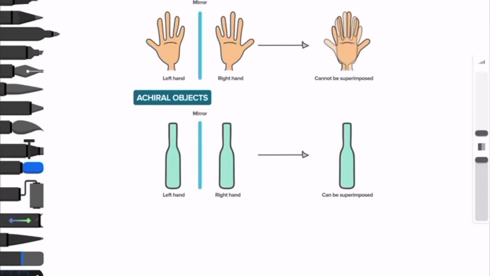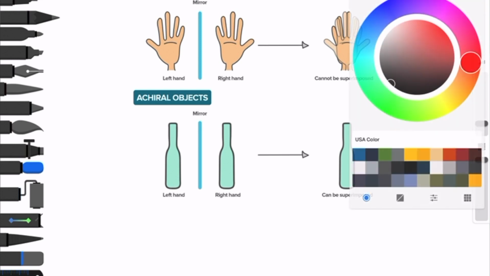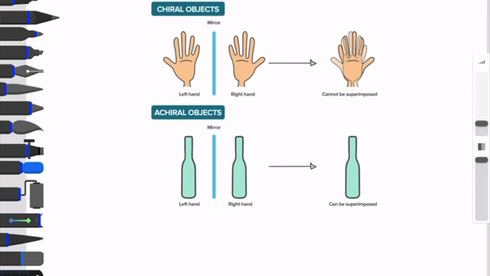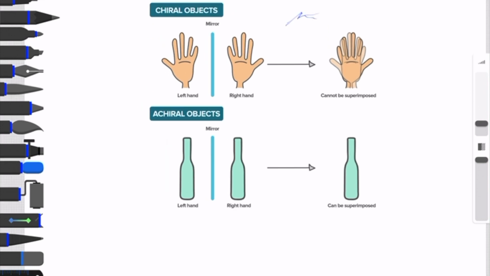When I switch to the iPad. All right. We'll do a red or something. Let's do a blue instead. Okay. And let's make sure we can draw on it. Yeah, cool. Let's see what type of pen. There we go. So I just kind of explained what chiral versus achiral is.